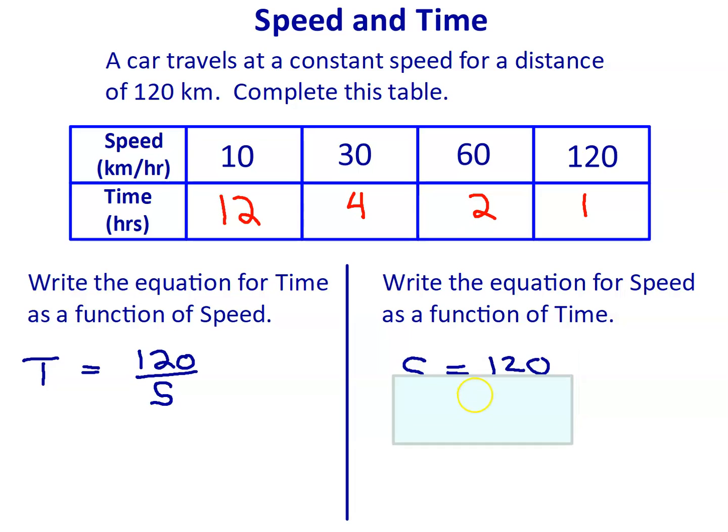And you can rewrite that equation to make speed the subject. If you've got 4 hours to travel, 120 divided by 4 means you've been traveling at 30 kilometers an hour. So there are two different formulas that you can get from that particular question.